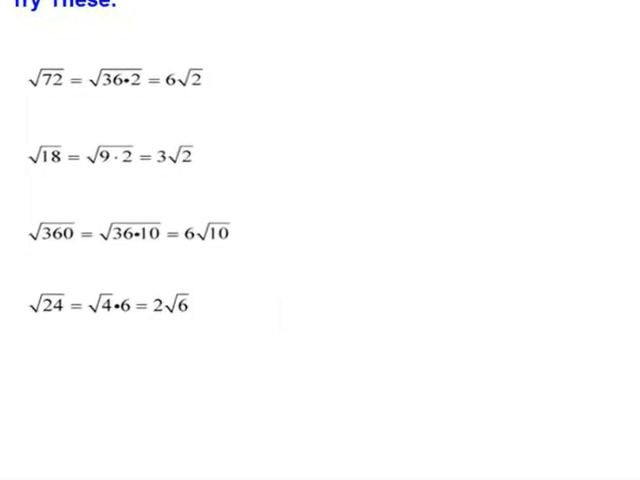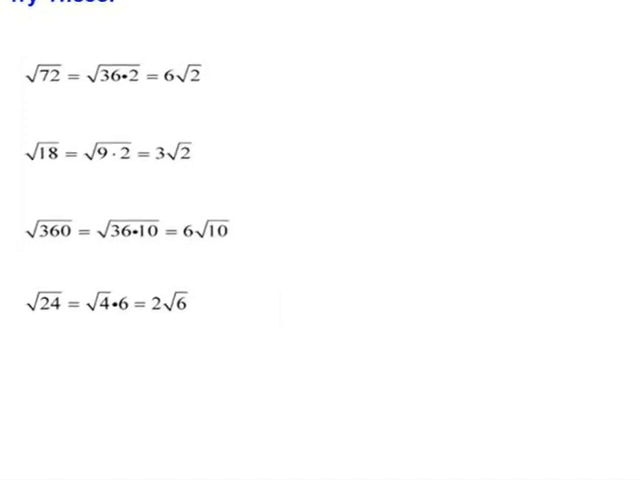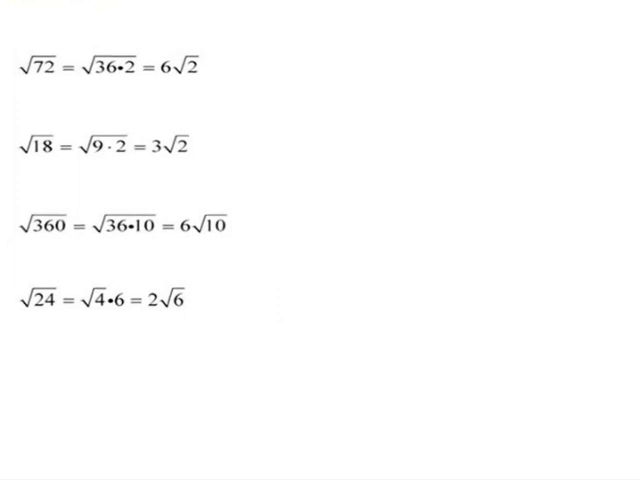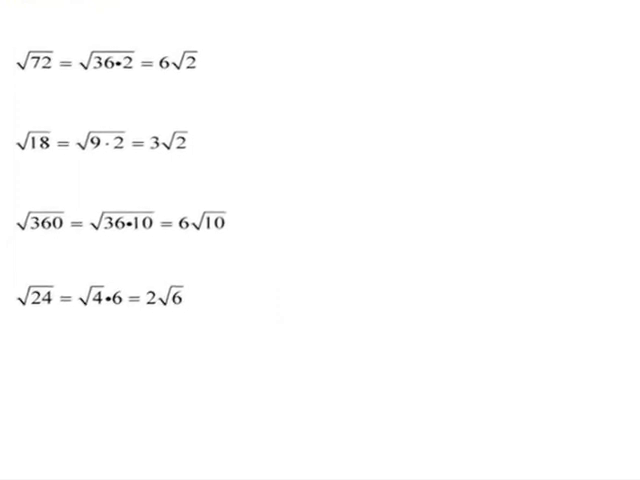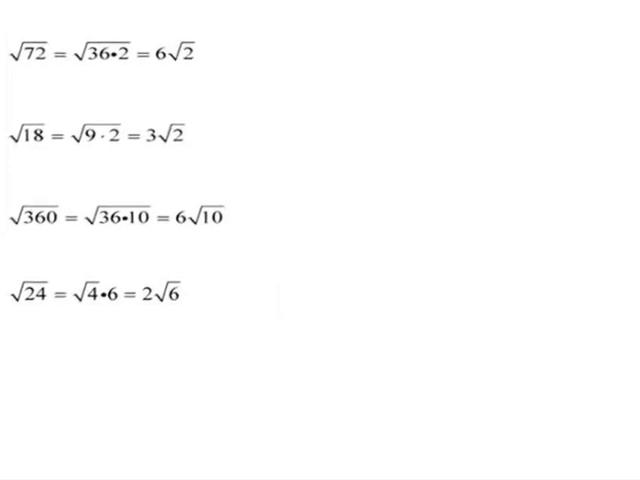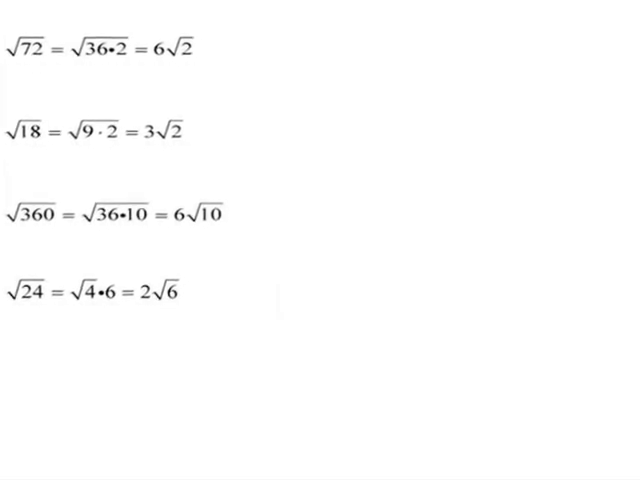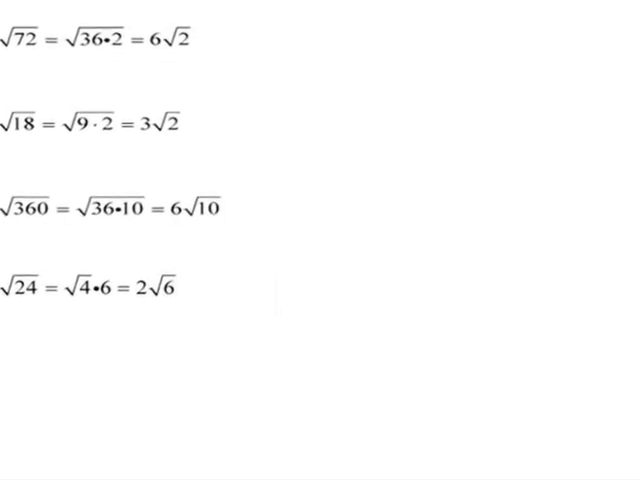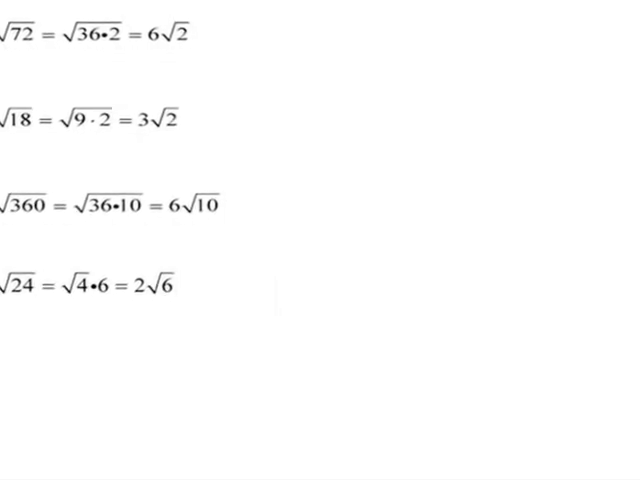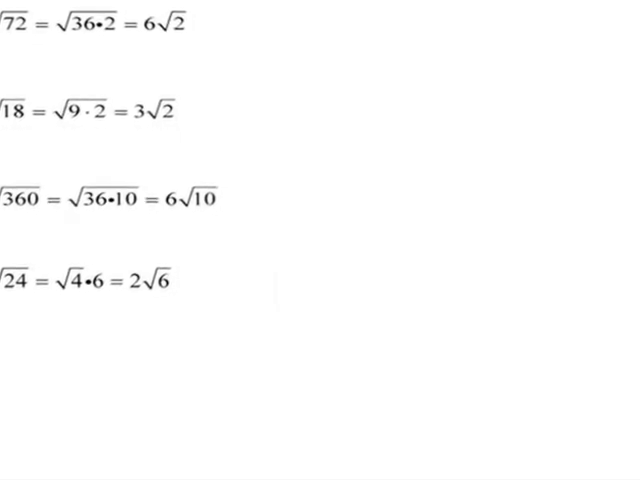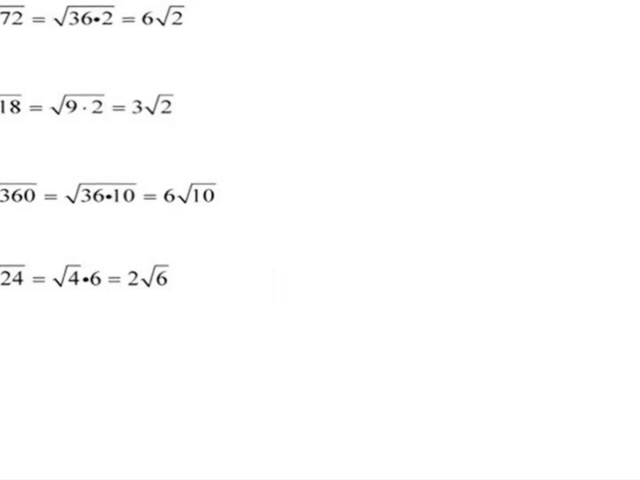Next, 360. The greatest factor for 360 that is a perfect square is 36. 36 comes out as a 6, the 10 stays underneath the radicand. And lastly, 24. The greatest factor that is a perfect square for 24 is 4. 4 comes out as a 2, and the 6 stays underneath the radicand.